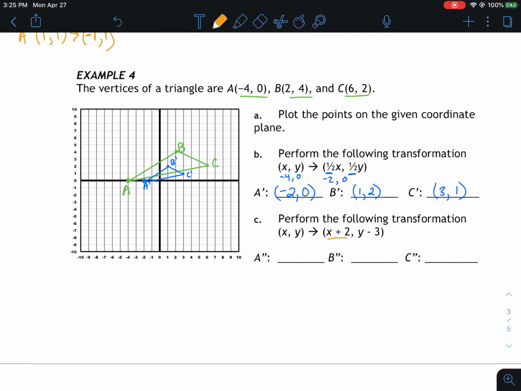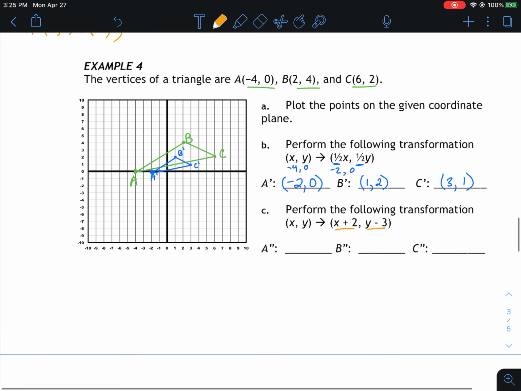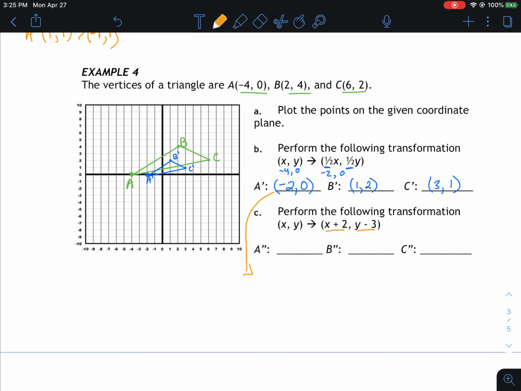All right, and our last one here. This one says that we're going to add 2 to the x and subtract 3 from the y. So this is actually a translation, a slide. It's going up 2 on the x, which means it's going to the positive, so it's moving right 2, and it's going down 3 on the y. So with my ordered pair, my A prime, I have -2, 0. I'm going to add 2, and subtract 3. So now my new ordered pair is 0, -3.